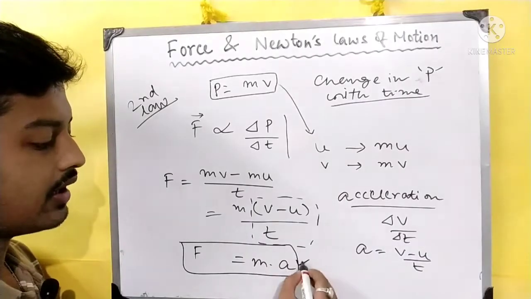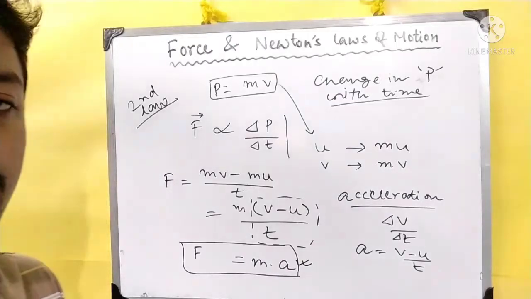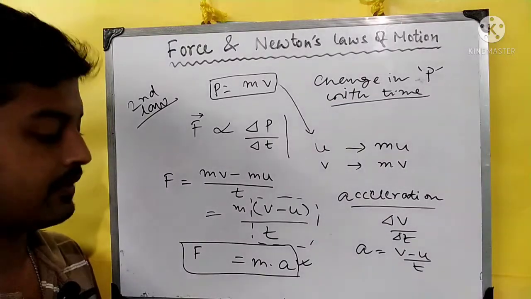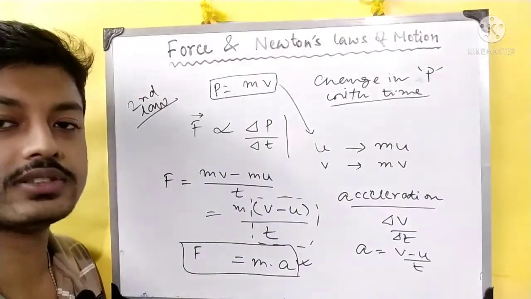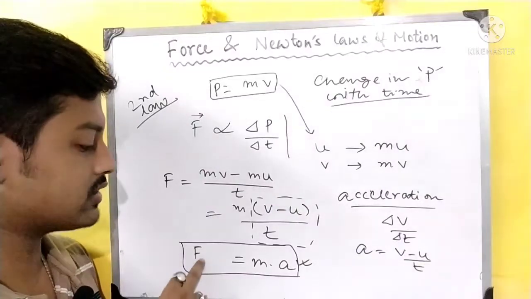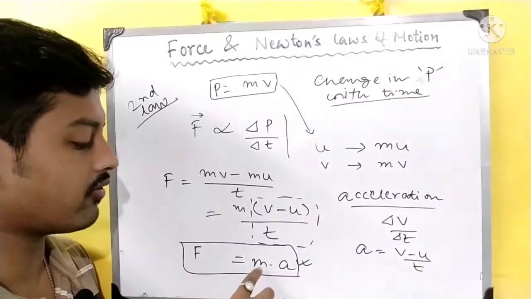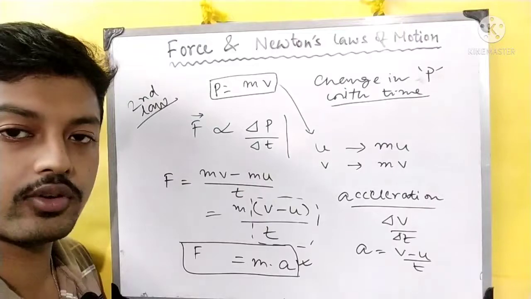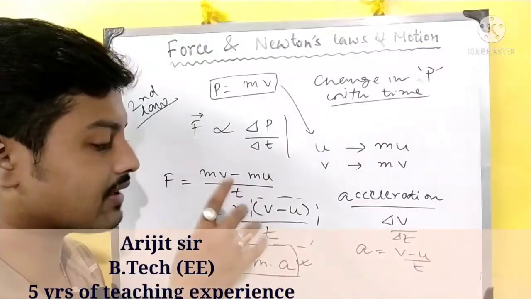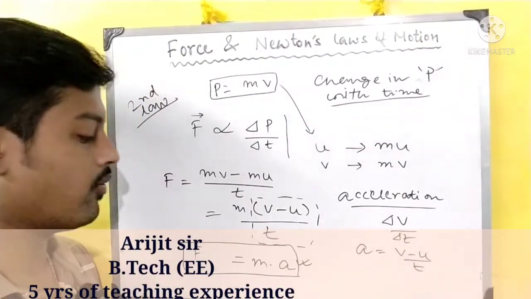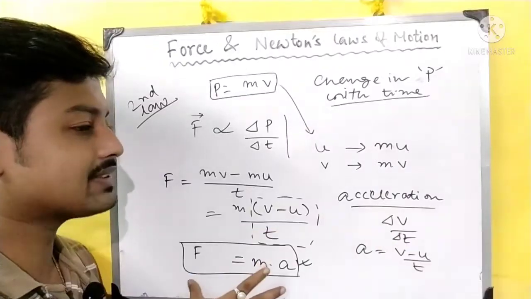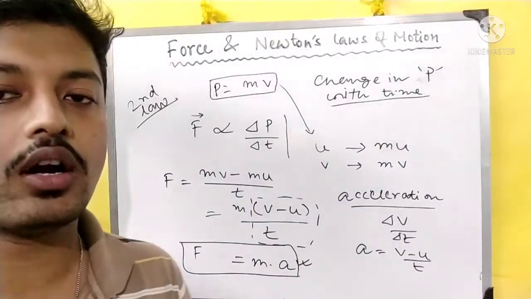So this is the numeric expression of the second law of Newton, where the force applied becomes equal to the product of the mass of the body on which the force is applied and the acceleration of the body. Now this expression has some application in the real world also.